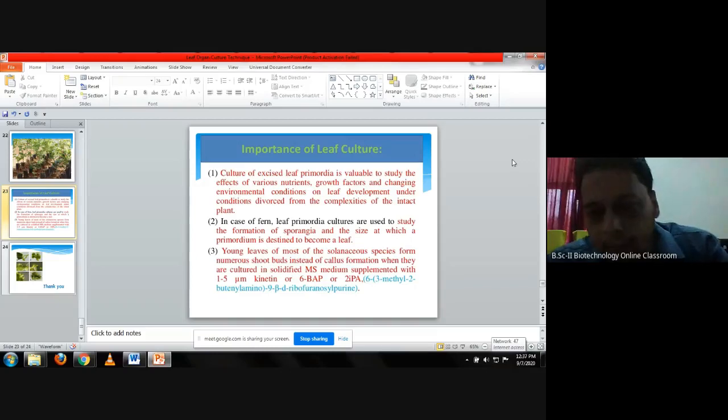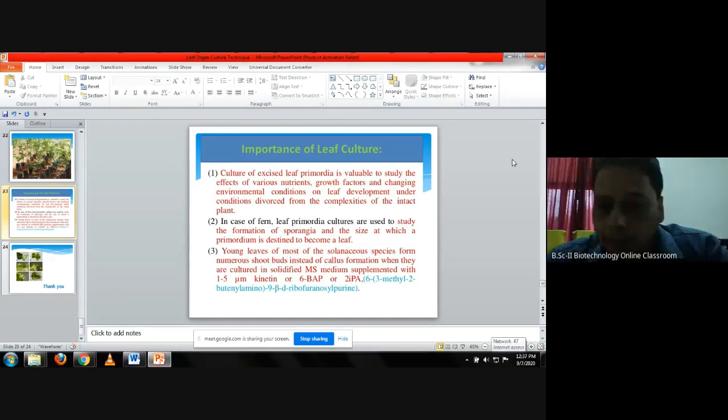Chlorophyll synthesis will be hampered. If the salinity is high, that is toxic to the plant. If you are putting this leaf into drought conditions, if it is drought resistant, the leaf will grow normally. Then you are using gibberellic acid, other hormones, then what changes happen? So in in vitro studies this leaf culture is very important.